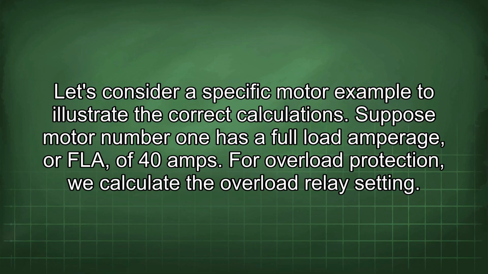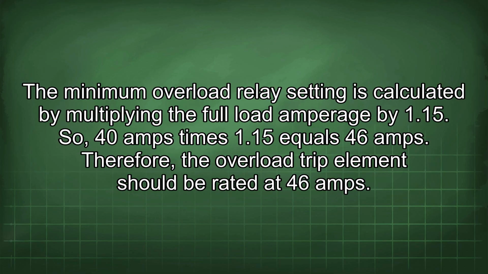Suppose motor number 1 has a full load amperage, or FLA, of 40 amps. For overload protection, we calculate the overload relay setting. The minimum overload relay setting is calculated by multiplying the full load amperage by 1.15. So, 40 amps times 1.15 equals 46 amps. Therefore, the overload trip element should be rated at 46 amps.